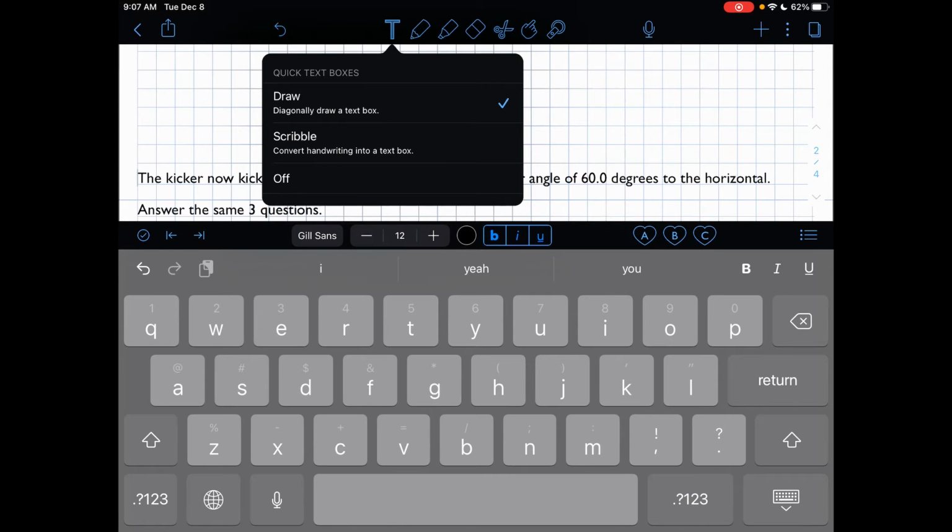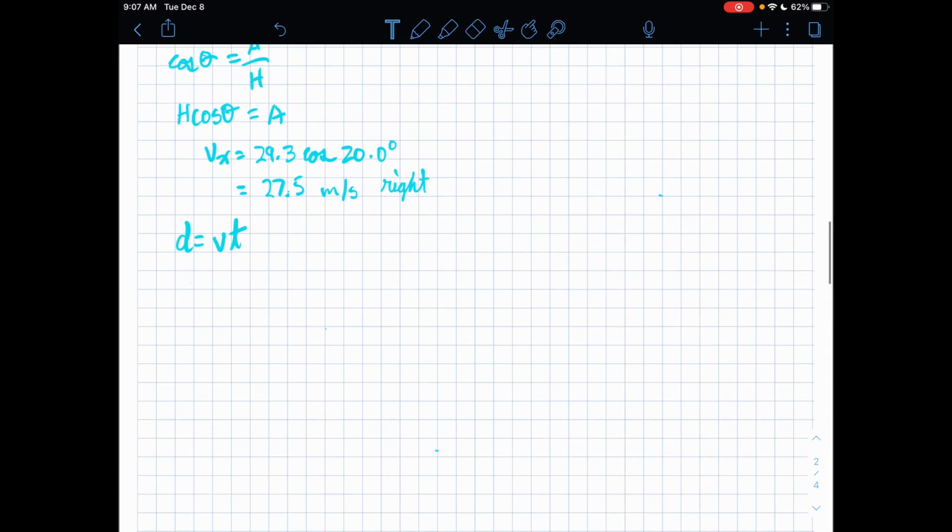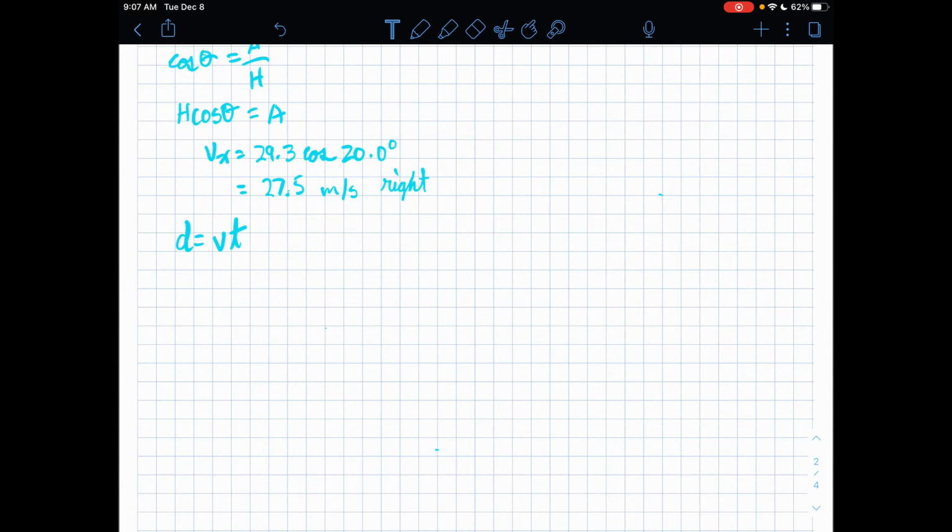What you can do is use the d equals vt equation, multiply the horizontal velocity that we have by the total airtime of the ball, and then you get the distance that it has traveled. So essentially, it's d equals vxt.